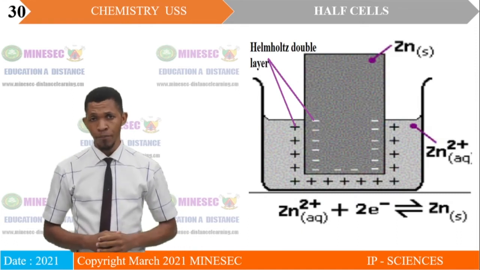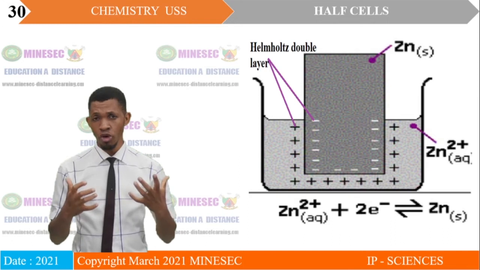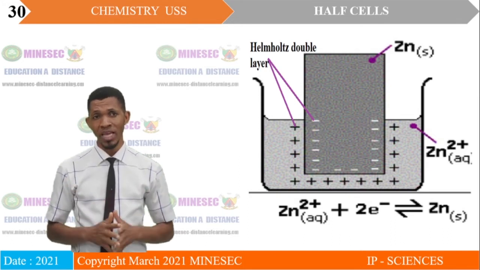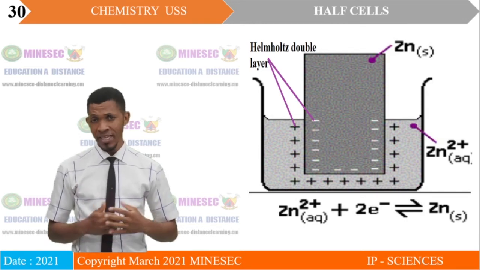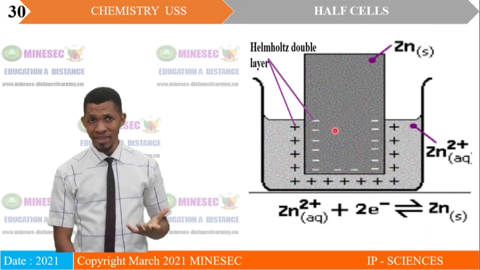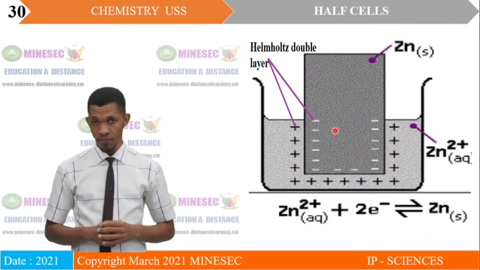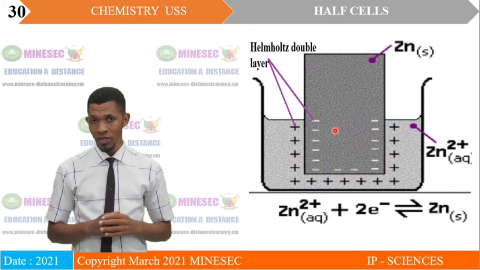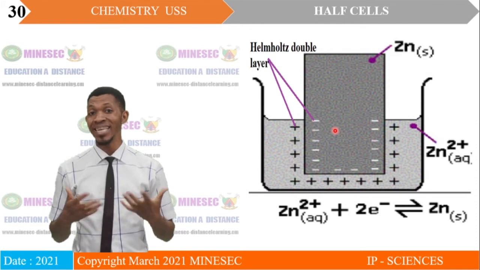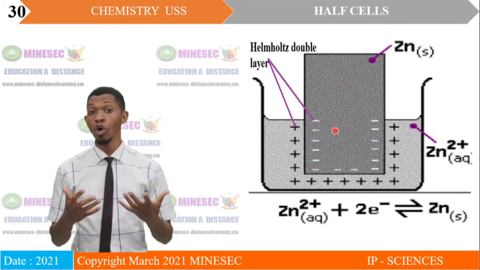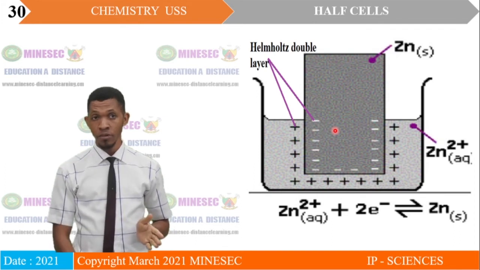For example, when zinc metal or zinc rod is dipped into a solution containing zinc ions, the zinc is oxidized. That is, zinc atoms on the metal rod will be attracted into solution. As a result, they will ionize, leaving behind their electrons on the metal rod and enter the solution as zinc ions. The metal rod that has accumulated electrons will have an overall negative charge, and the portion of the electrolyte close to the metal rod will have an overall positive charge.